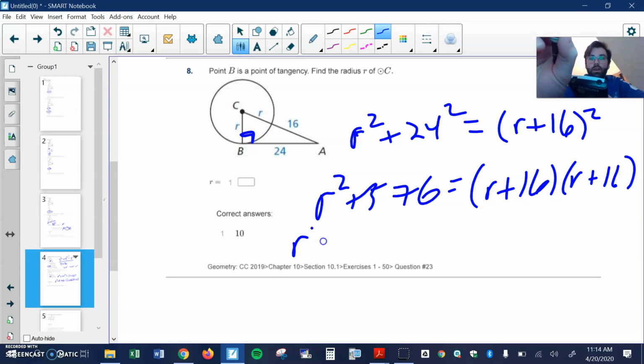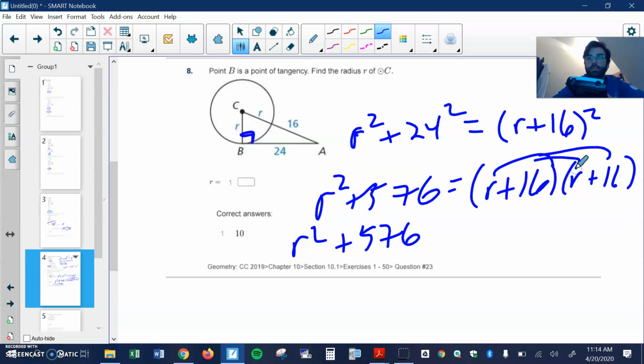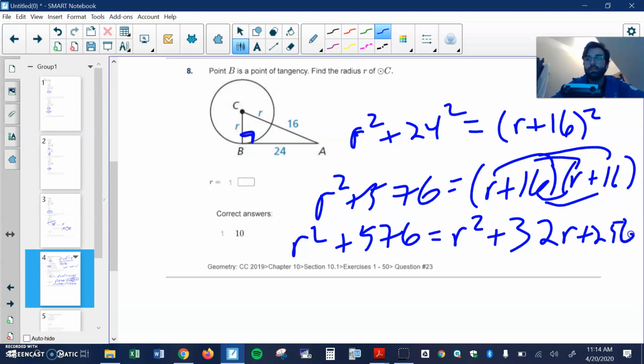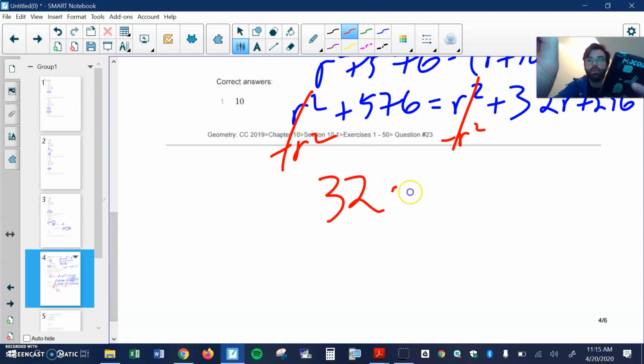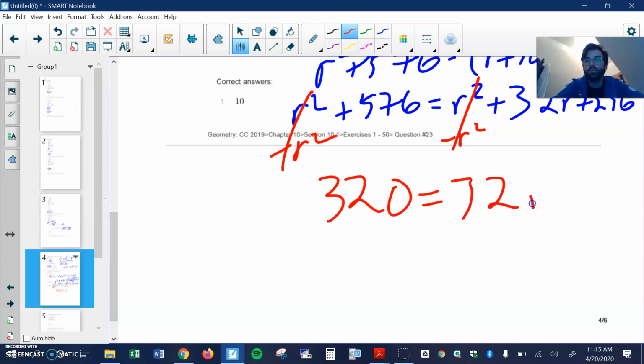Okay, so I have R squared plus 576 equals, and now I FOIL. Multiply our binomials. If I combine like terms, I should get R squared plus 32R plus 256. The R squareds cancel. Will that always happen? No, I don't like saying always, so I can't say always. 576 minus 256 is 320. 320 equals 32R, so R is 10.